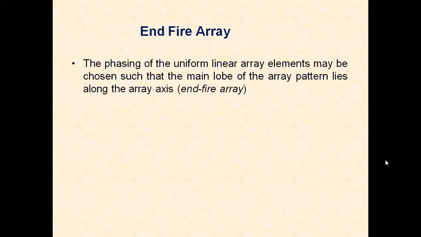The phasing of the uniform linear array elements may be chosen such that the main lobe of the array pattern lies along the array axis. That is, the radiation is along the array axis, parallel to the array axis. The cancellations are done perpendicular to the array axis. So the end-fire array main lobe is at 0 degrees, that is, 180 degrees. 0 degrees means right side, 180 degrees means left side. When we are feeding the signal from left to right, it is 0 degrees. When we are feeding the signal from right to left, it is in the 180 degrees direction. So it is parallel to the array axis in both the cases.